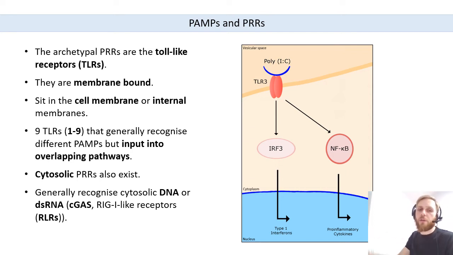And it's important to note there's a significant amount of convergence. So regardless of which pattern recognition receptors are activated, there's massive overlap in the transcription factors that are activated. So there's overlap in the process overall, and the endpoint is often very similar.